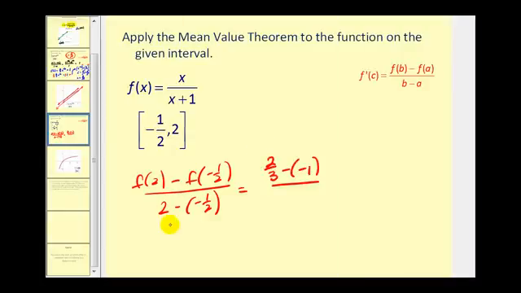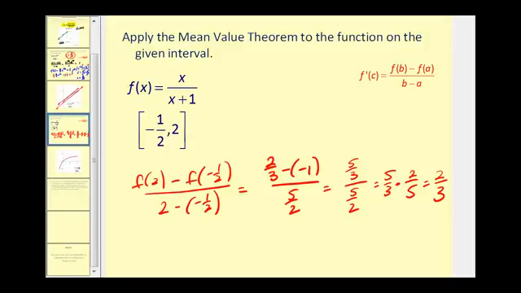In the denominator we have 2 minus negative 1/2, or 2 plus 1/2, that'd be 5/2. So now we have 2/3 plus 1, that's 5/3, divided by 5/2. Remember, that's the same as 5/3 times the reciprocal, 2/5. So it looks like we have a slope of the secant line of 2/3.